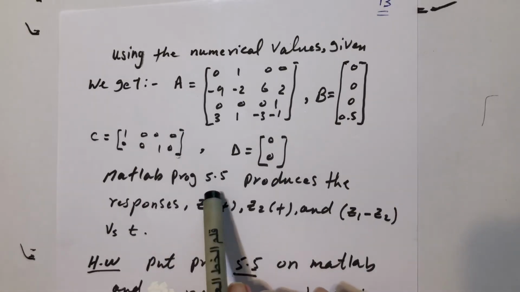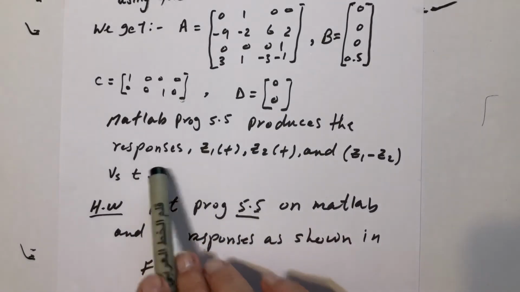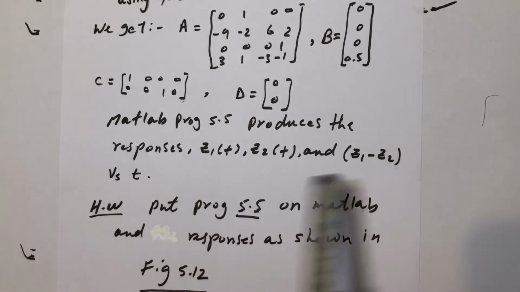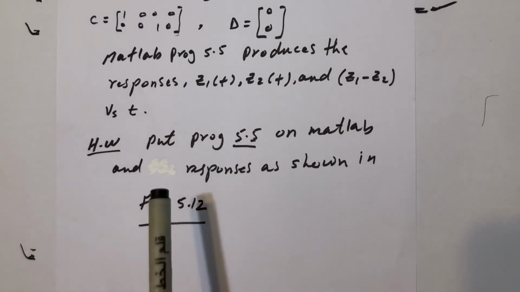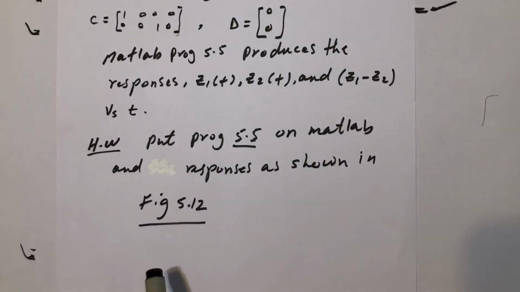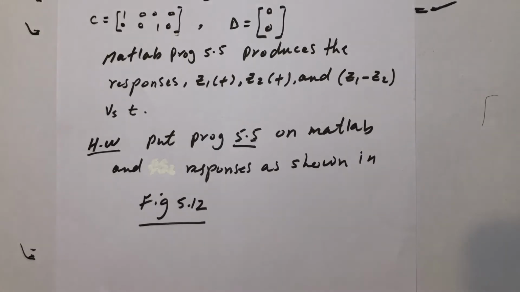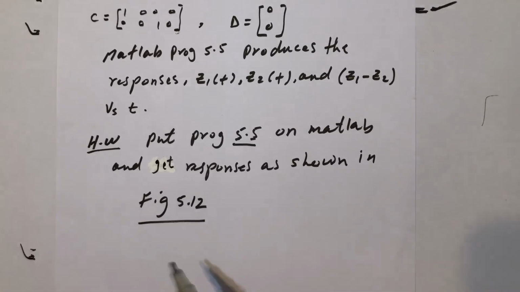The MATLAB program which is given to you, program number 5.5, produces the responses Z of t, Z1 of t, Z2 of t, and Z1 minus Z2 versus time. Okay? I would like you to study this program. You don't have to do anything. Just put this program into MATLAB on your laptop, and get the responses as shown in figure 12.